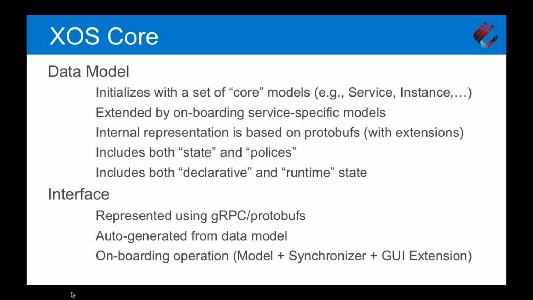There's both policies and state that's part of this model, and there's both declarative state and runtime state. And all I mean by runtime state is every time you instantiate a container, I'll get back an ID or something. That's runtime state. That's been saved as part of this, it's temporary state because it could change. And then we generate interfaces from the data model. That's the representation again. And there's an onboarding operation by which I extend the model where I give you a new model, a synchronizer container, and a GUI extension.